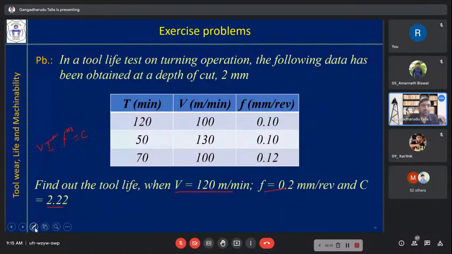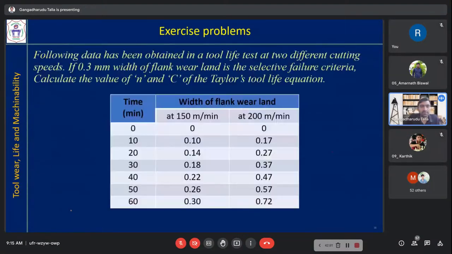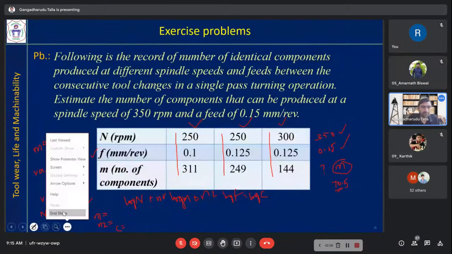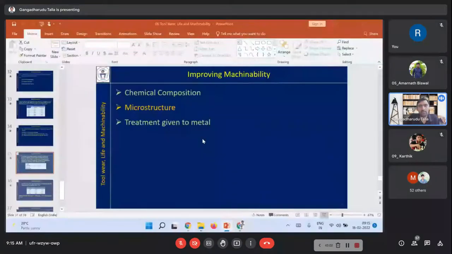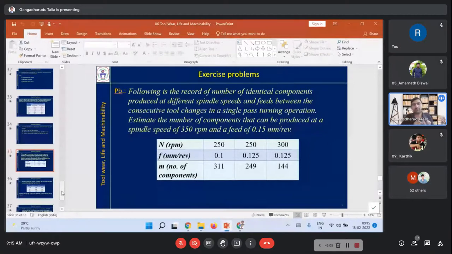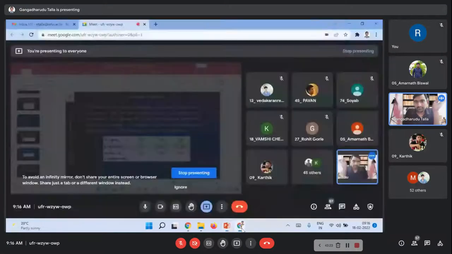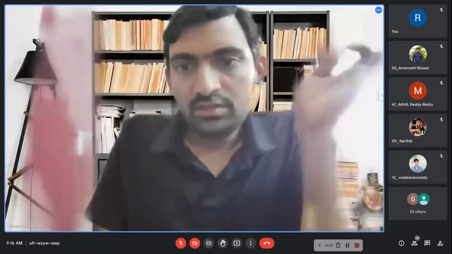So that's all for today's class. We have solved the 4 problems. There will be problems like this. All problems will be mainly dependent on that same equation. Whenever you see something related to tool life, it is always V T power n equal to C, or F and D may also come into the picture. These problems are simple but very important. So let us stop here.